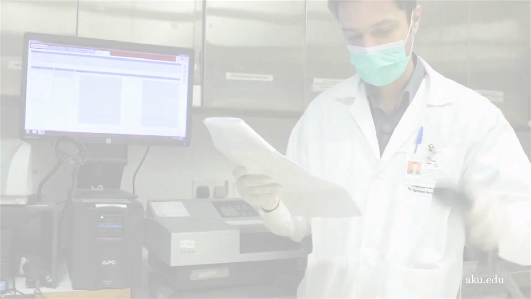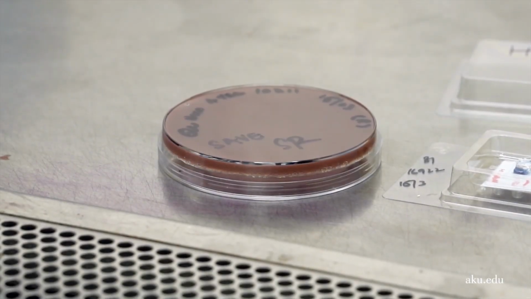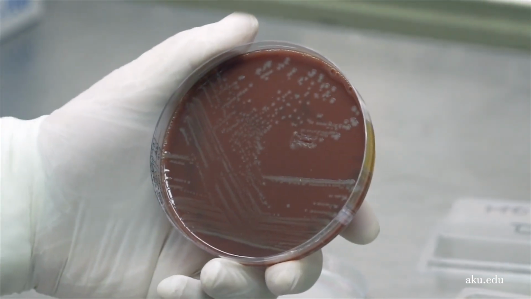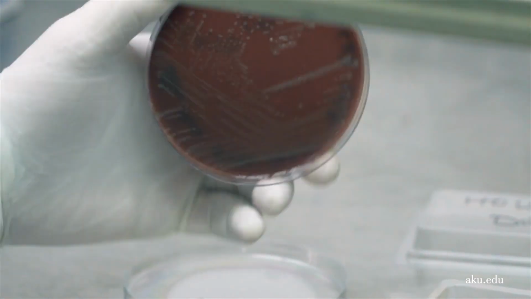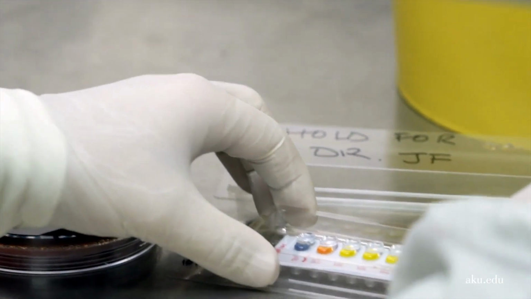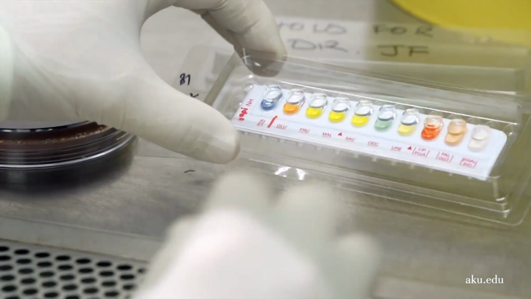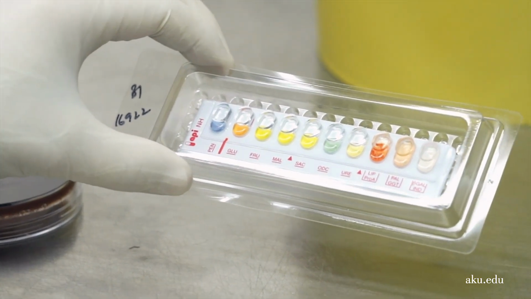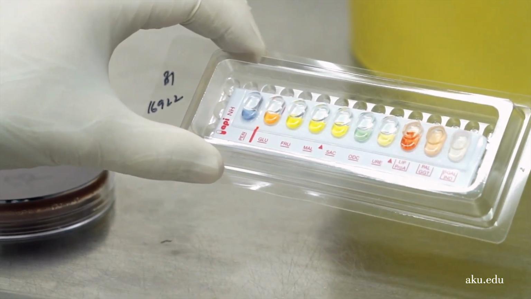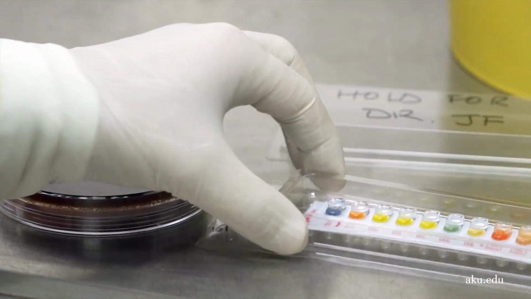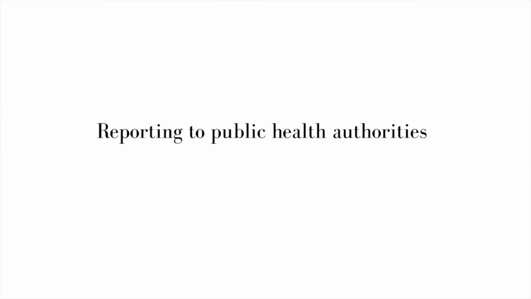Thank you. It takes at least 24 hours for organisms to grow and the plates are opened in BSC as there is a risk of exposure to laboratory personnel. Biochemical tests are performed to identify this organism and results will be finalized in 48 hours. At this point, antimicrobial therapy is reviewed and infection control precautions are discontinued. Reporting to public health authorities.